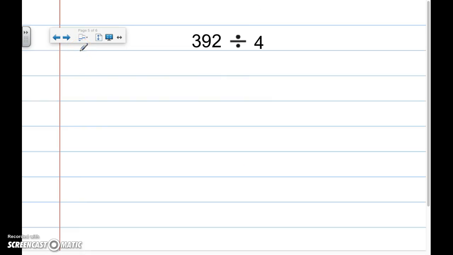Okay, now we're going to get to a 3-digit number. Okay, so I've got a 3-digit number divided by 4. So what I'm going to do is I'm going to use the area division model to solve this problem.